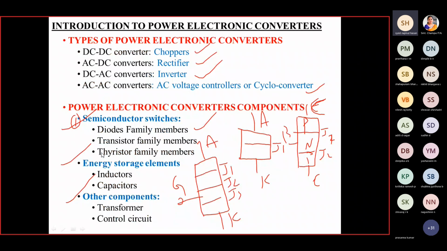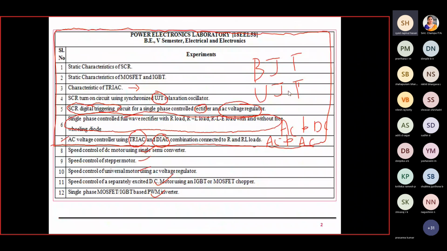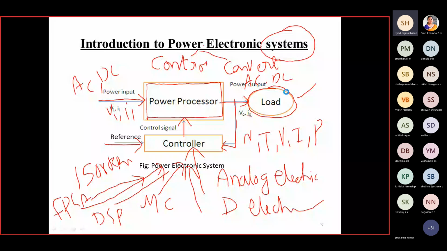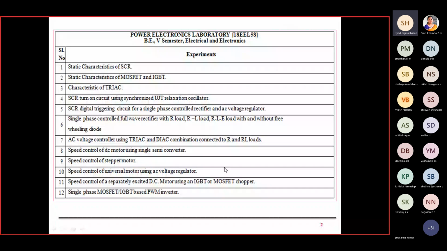So the basic things we have learned here is, as per the experiment list, we are going to analyze the 4 switches: SCR, triac, MOSFET, IGBT. SCR and triac come under the thyristor family, MOSFET and IGBT come under the transistor family. Then we have seen converter circuits like AC to AC, AC to DC, DC to AC; all 4 types of converters we handle. Then we have speed control applications of power converters: speed control of DC motor, AC motor, universal motor, stepper motor, all those things we do here. So this is the list you should know.